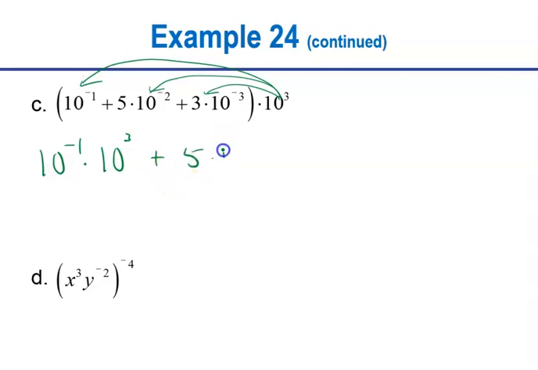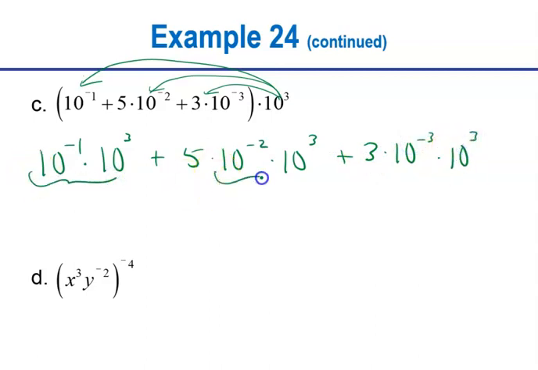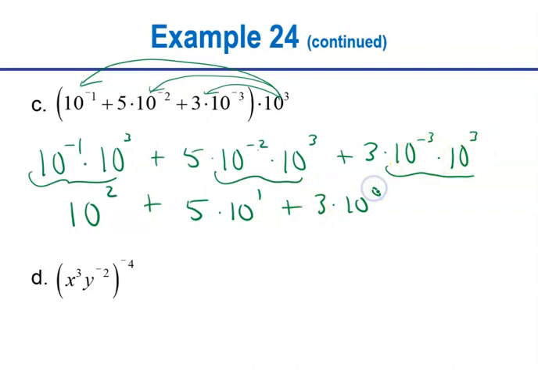So 5 times 10 to the negative 2 times 10 to the positive 3 plus 3 times 10 to the negative 3 times 10 to the positive 3. Now what I want to do next is handle these 10s. Remember, when you multiply the same base, you add the exponent. So this is 10, negative 1 plus 3 is to the 2nd, plus 5, and then negative 2 plus 3 is 10 to the 1st. Over here, negative 3 plus 3 is 10 to the 0. Now what's 10 to the 0? That's 1.